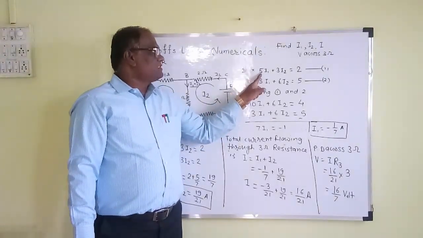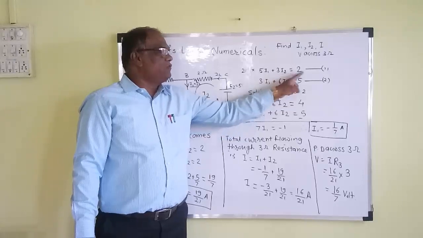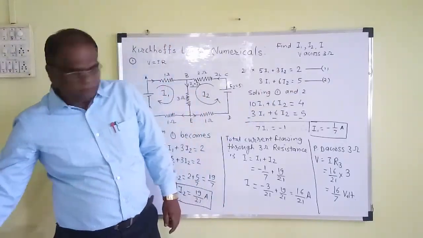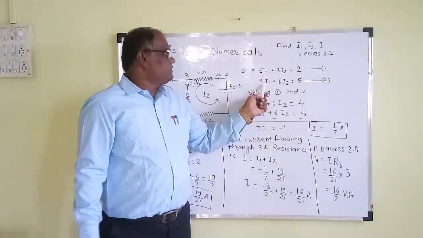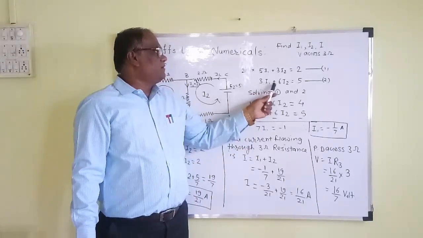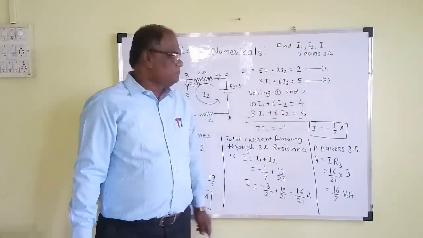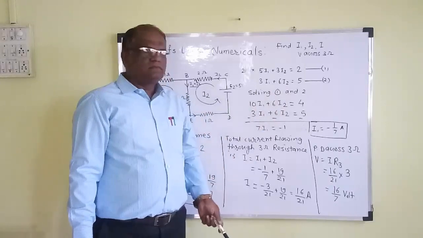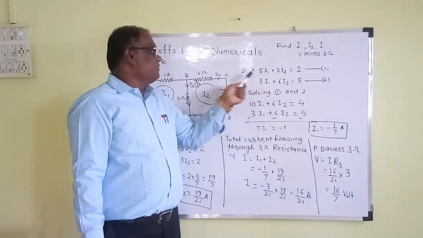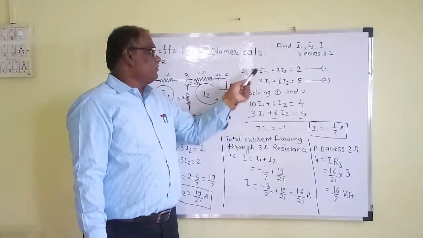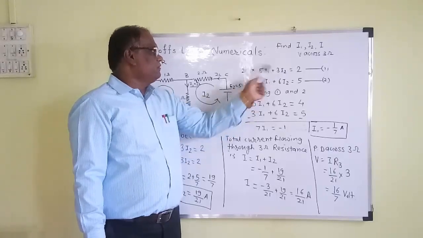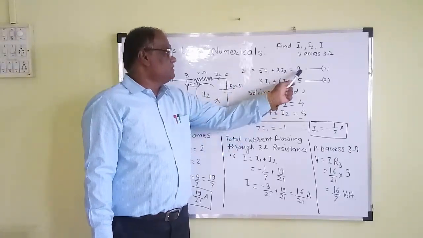Our equation 1 was 5I1 plus 3I2 is equal to 2. Second equation is 3I1 plus 6I2 is equal to 5. Now solving 1 and 2, just multiply equation 1 by 2. You will get 10I1 plus 6I2 is equal to 4.